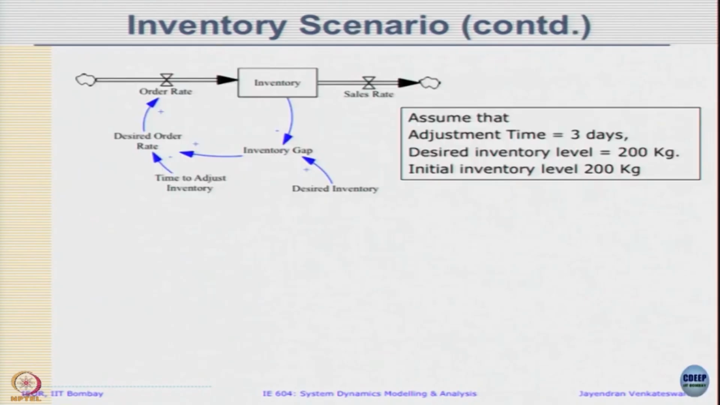To get the values, you can assume the following: adjustment time is 3 days. You can take the simulation run length as 100, the time step as 1, and time units as days. Go ahead and build this model.